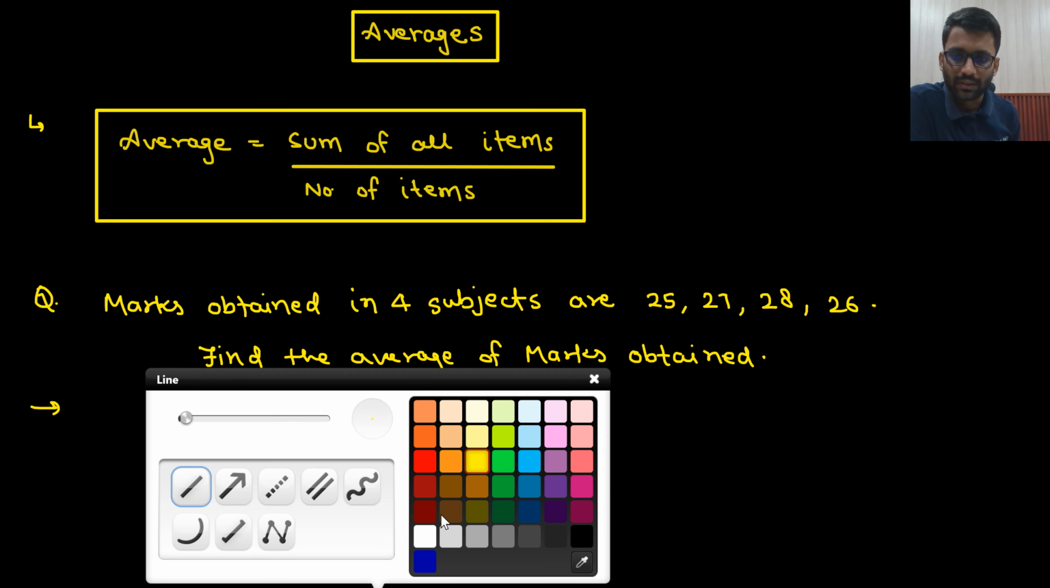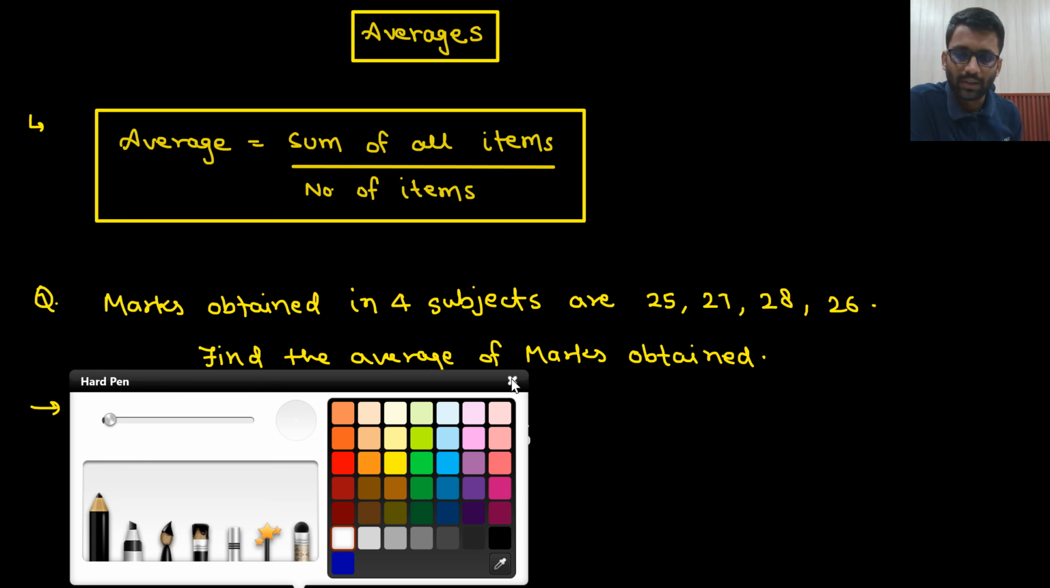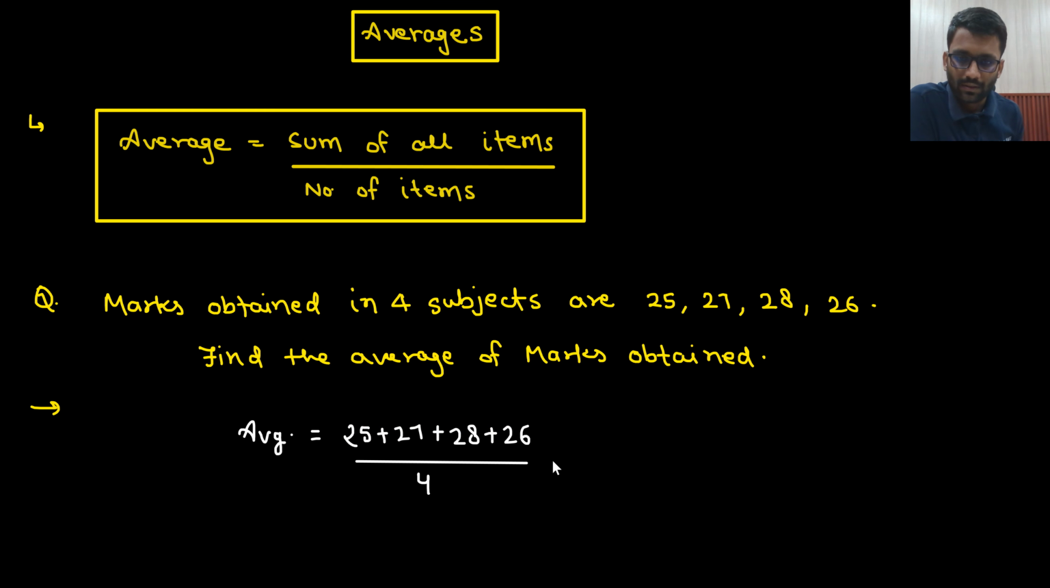So number of subjects are 4, divided by 4. So what will be the average here? Average would be, you can add them up. It would become 27, 26, 26, 27. So average 26.5. You can calculate it as well.